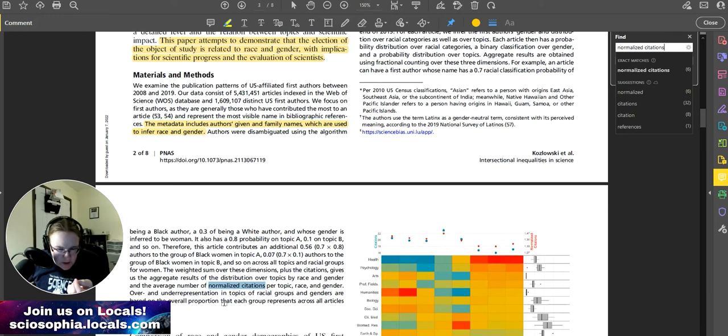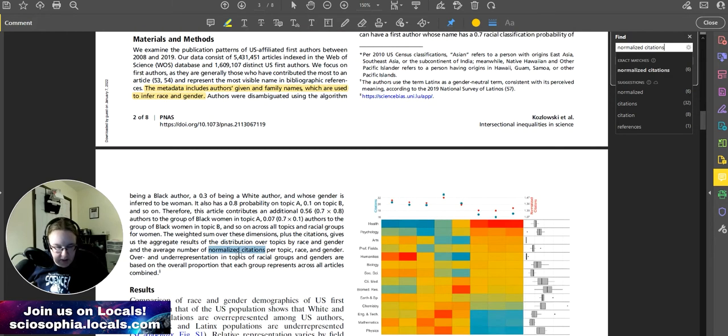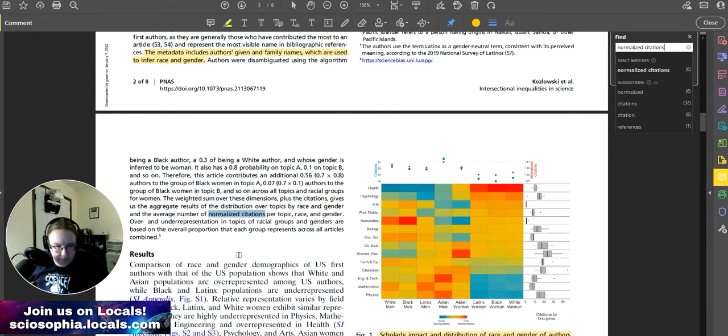Over and under representation are based on the overall proportion that each group represents across all articles combined. Okay. So that explains that. What the normalized citations thing is, the weighted sum over the dimensions. Interesting. Okay. So the weighted sum gives the average number of citations.